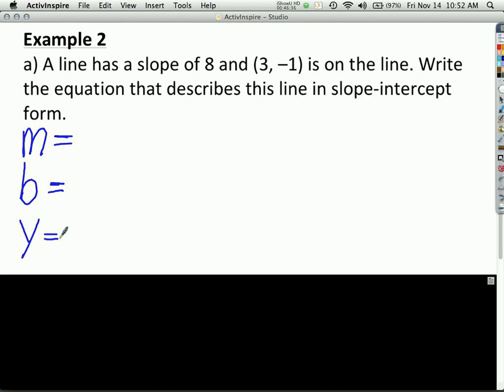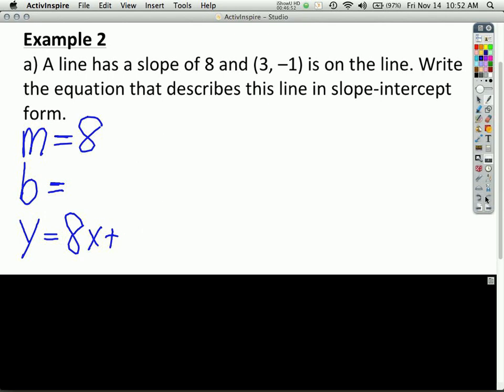Selena? M equals 8 because it says the slope is 8. Very good. So we already know that it's going to be y equals 8x plus something. But we don't know the rest. So we have to find it.